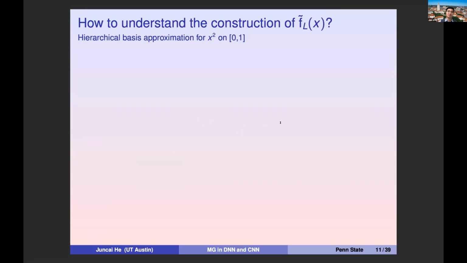The idea is to think about hierarchical approximation for x squared. Originally, hierarchical basis methods serve as a foundation for sparse grids. But here we forget about the sparse grid first and just focus on the so-called hierarchical basis approximation for this very special function x squared. Here we have a uniform grid with size h_L equal to 2 to the negative L.